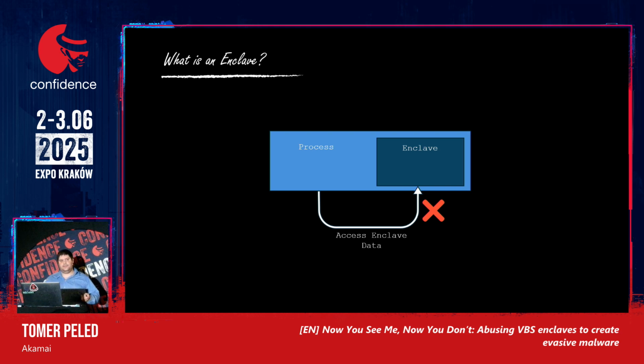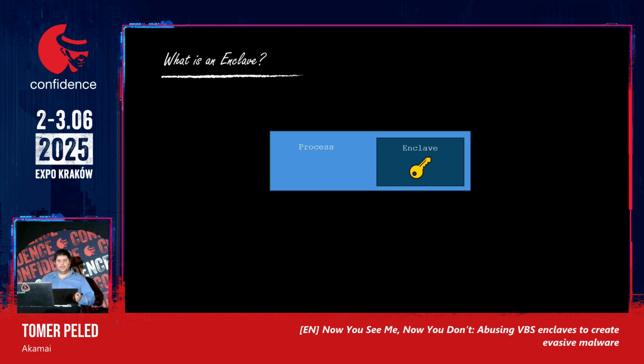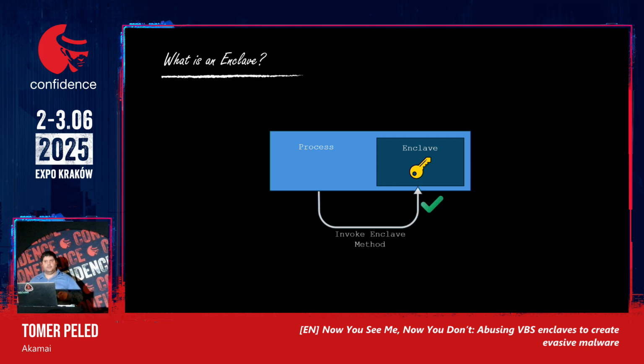Let's say that an attacker gained a foothold inside a victim's endpoint. Now he will try to steal sensitive data from a process. With the advent of enclaves, the sensitive data can now be stored inside the enclave. This means that even if the attacker tries to steal the sensitive data, he will not be able to. But the process itself will still be able to use this sensitive data to authenticate with servers online and to do some other cryptographic operations, because the process itself will still be able to invoke the enclave methods that are residing inside the enclave.